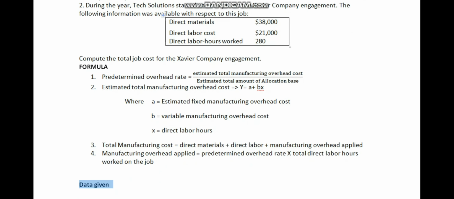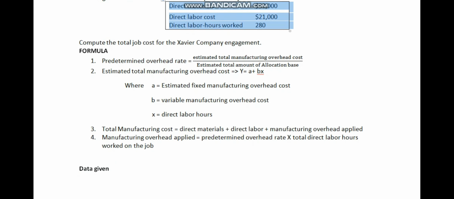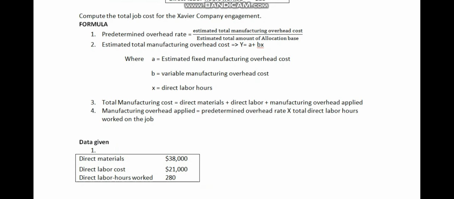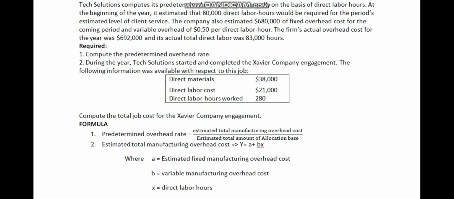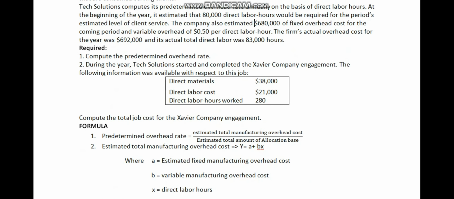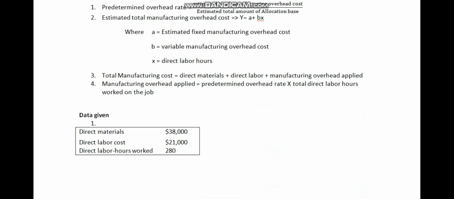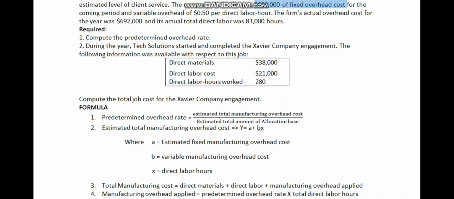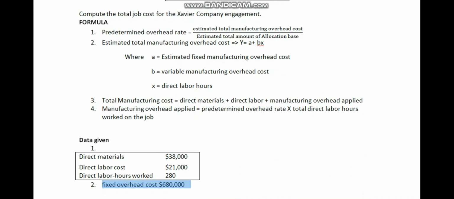The data given here is firstly this chart, so I'm just going to copy paste this. Second information is the fixed overhead cost for the coming period. This is estimated fixed overhead cost. I'm going to list that down.